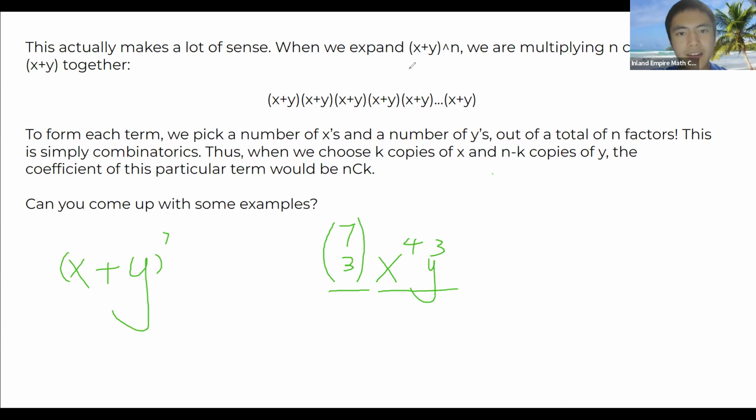Charlotte, did you evaluate this with your calculator? Not yet. Well, I'll evaluate it for you. This would end up to be 35. 7 choose 3 is equal to 7 times 6 times 5 divided by 3 factorial, which is equal to 7 times 5, which is 35. So the coefficient would be 35 x to the fourth times y to the third.